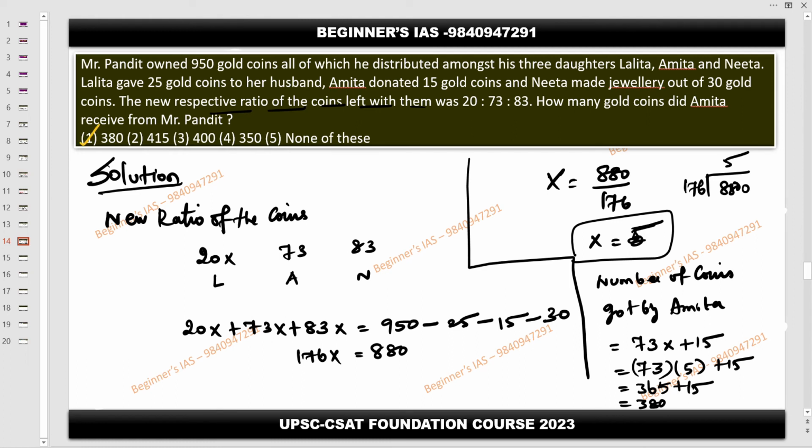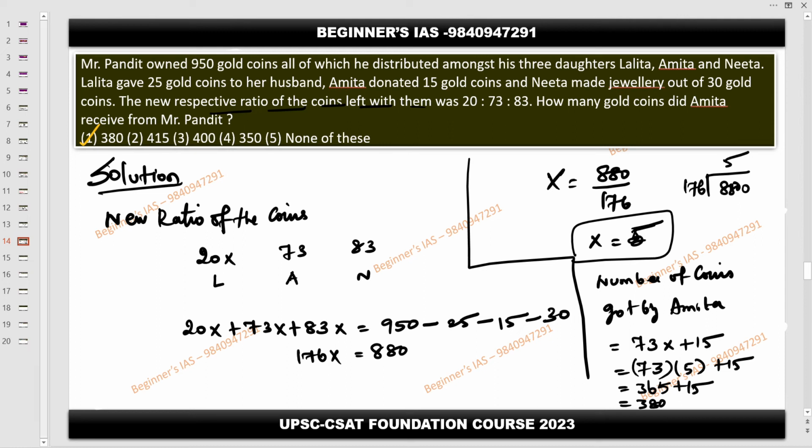Everyone understood how to proceed? First of all, new ratio means the remaining thing that you have to add. Then on the RHS, the total coins minus the number of coins donated by the three people, you have to subtract. Then you need to find the value of x, then easily calculate. You can calculate not only with respect to Amita, but also with respect to Lalita or Neeta. But the question is dealing with Amita, so therefore it's fine.